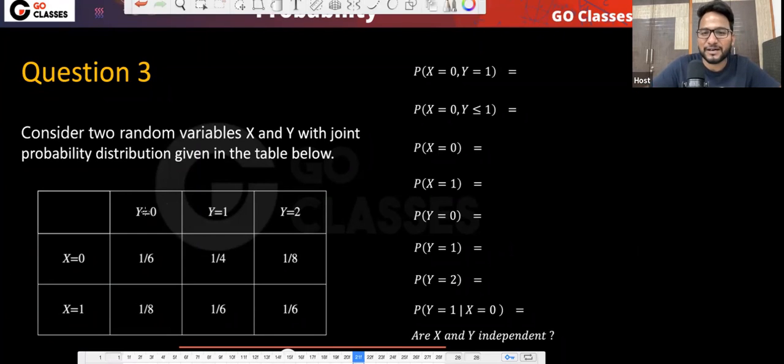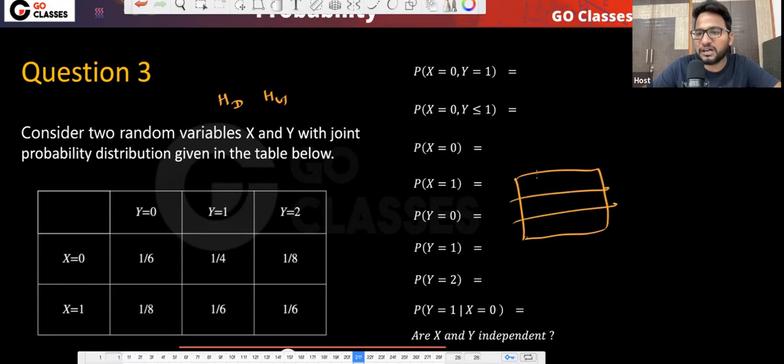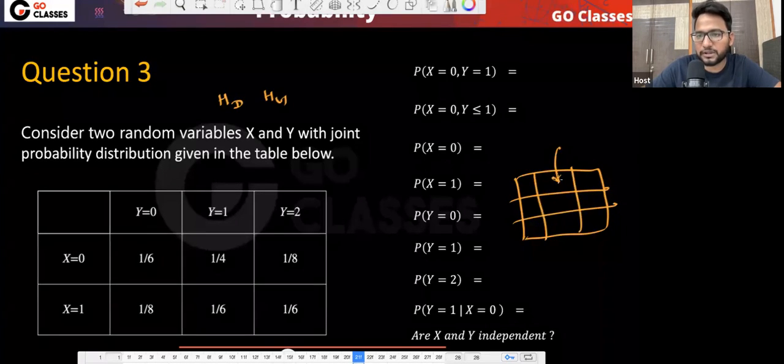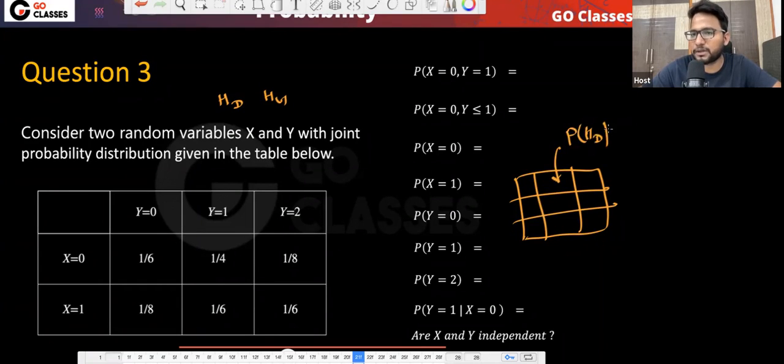Do you remember there was one GATE PYQ which we were discussing, which had the high temperature of Delhi and the high temperature of Guwahati or something like that? In that question they also gave a table, but that table was representing conditional probabilities. They were saying this is the probability that Delhi temperature is high, given that Guwahati temperature is low or something like that. So the table was representing the conditional probability.